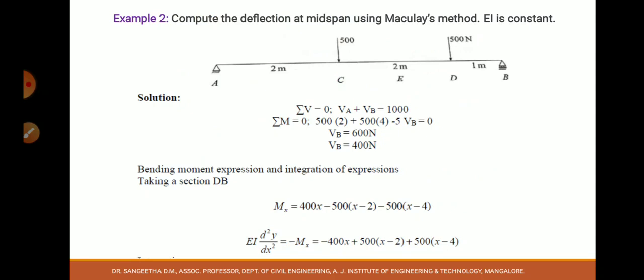So, writing the bending moment expression, Mx is equal to VA, which is 400, 400 into x clockwise, and this is making anti-clockwise, so minus 500 into (x minus 2), and the third one, minus 500 into (x minus 4).